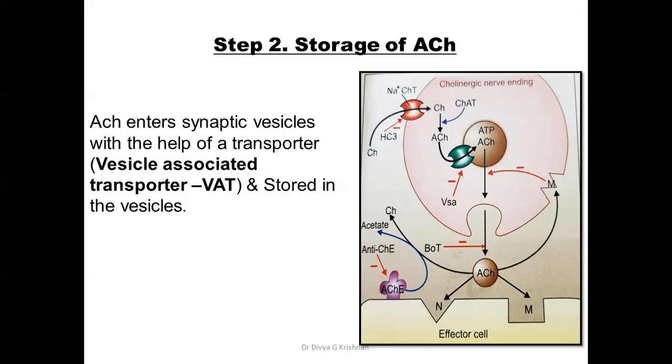Once it is synthesized, acetylcholine enters the synaptic vesicles. You can see these are the synaptic vesicles which are present in the nerve terminal, and the entry of the acetylcholine into these vesicles occurs with the help of a transporter which is called the vesicle associated transporter, or VAT. Once it enters the vesicles, it is stored there. You can see synthesis is occurring, and after synthesis it is entering the vesicles and getting stored.